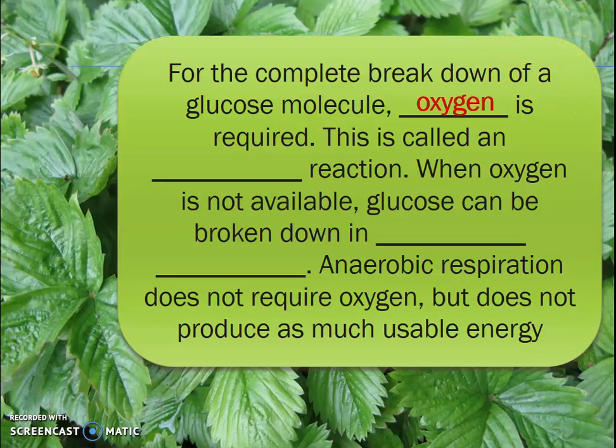This is called an aerobic reaction. When oxygen is not available, but glucose still needs to be broken down, it can be done through anaerobic respiration. This is a process that does not require oxygen. The prefix "an" means without, and aerobic means with oxygen, so anaerobic means without oxygen. Anaerobic respiration does not require oxygen, but it doesn't produce as much energy. So we're still breaking down the glucose molecule, just not as much, and we don't get as much energy from it.